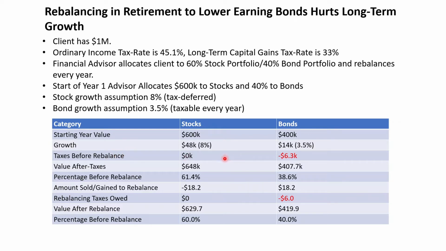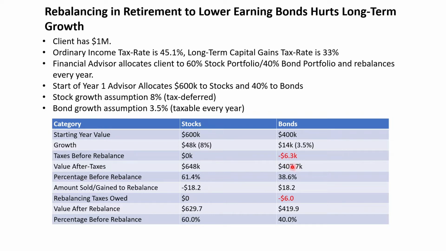What's going to happen with taxes is, like we said, when you invest in stocks, most of this is going to be tax deferred. So you're not really paying taxes on this 8%, and there are zero taxes due here. Whereas on the bond side of the portfolio, it's $14K in gross gains, but then it's subject to this 45.1% tax rate. So you're losing that amount. Now, when you add the 14, you have to subtract the taxes you pay on it.